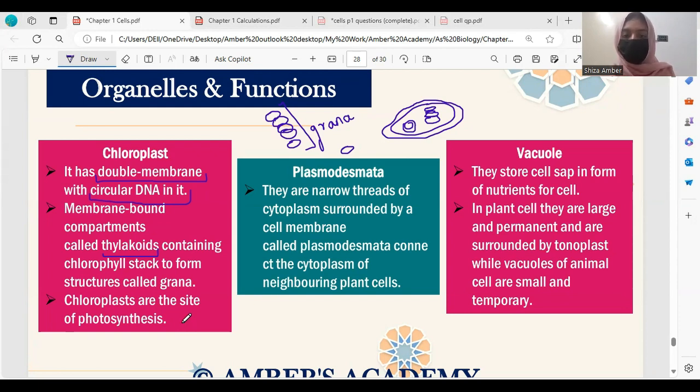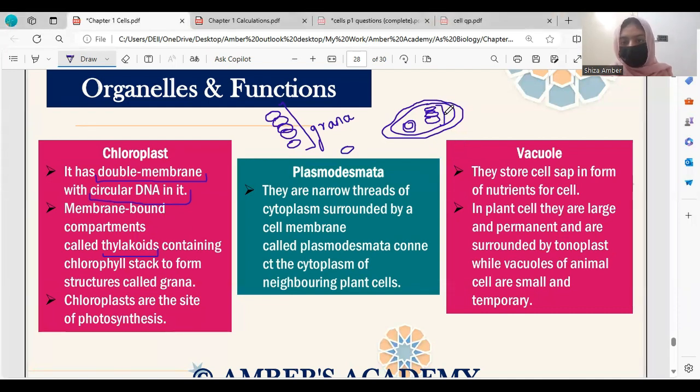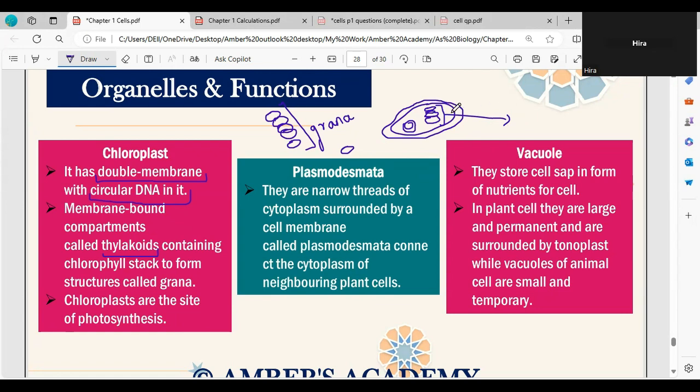But if you're clear on the difference between thylakoid and grana, then you'll be able to label it in your papers. Because you are supposed to label these components of chloroplast in your paper. Okay, so if they mark something like this, then what will you call it? What will you label this? Grana. Grana, excellent. And if they label just one coin, then you'll call it thylakoid. Okay. So you need to remember the difference between grana and thylakoid.